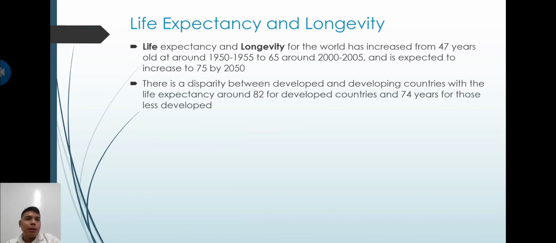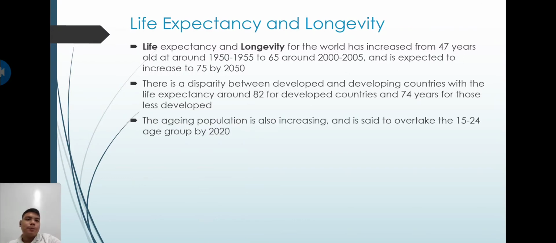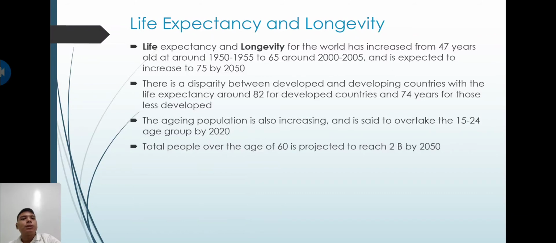There is disparity between the developed and developing countries, with developed countries having a life expectancy around 82, and developing countries more or less within 74 years. The aging population is also increasing and is set to overtake the 15 to 24 demographic or age group by 2020. So the total number of people over the age of 60 is projected to reach around 2 billion by 2050. That is a very large part of the population.